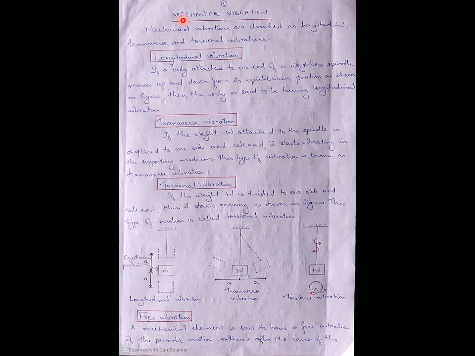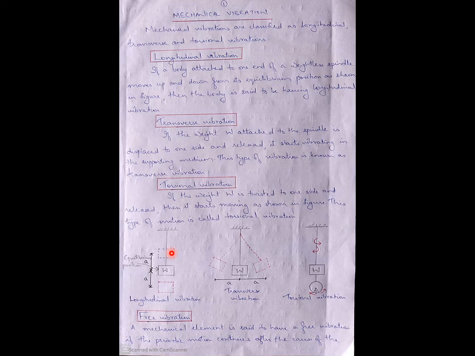So first one is mechanical vibration. Based on the direction of motion, the mechanical vibrations are classified as longitudinal, transverse, and torsional vibrations. So let us see the figure, then it will be more clear. First one is longitudinal vibration. We consider a spindle. It is attached to one end and at the other end there is a weight. Now assume that this weight is pulled downwards and then released. What happens? It will be vibrating in the up and down direction, isn't it? Which means it will be vibrating in the longitudinal direction. So this type of motion is called as longitudinal vibration.